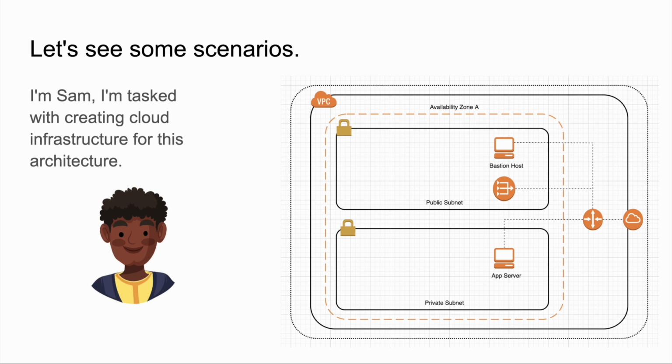Okay, let's move to some scenarios, and here we are going to discuss this architecture. So Sam is tasked with creating cloud infrastructure for this architecture. He is new to Terraform. He just finished his basic learning about Terraform, and he's going to build this architecture in AWS. There will be one availability zone with a public and a private subnet, and he needs to have a web server in the private subnet, and a Bastion host in the public subnet to manage the resources in the private subnet. Let's see how he approaches this problem.